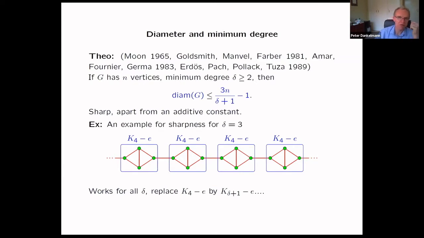And this works not only for delta equals 3, I can do that generally for any delta. I just have to replace the K4 minus e here by K(delta plus 1) minus e. So for example, if I wanted to have minimum degree 5, in my box I would put a K5 minus an edge, and the edge is the one joining the leftmost and rightmost vertex of that.